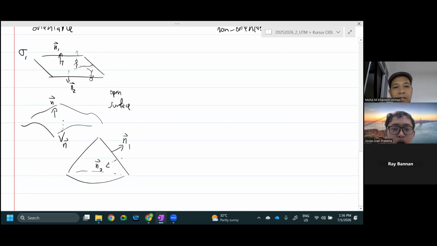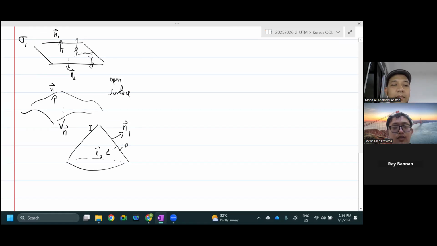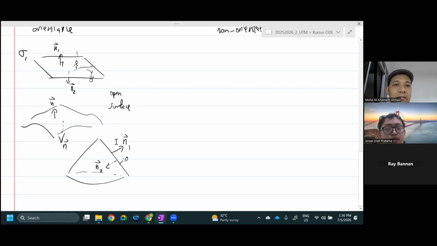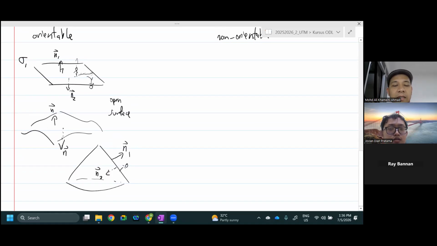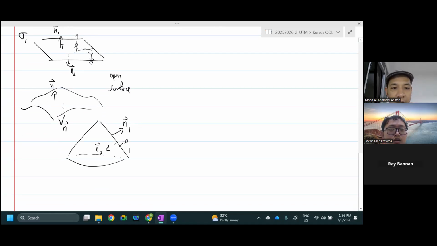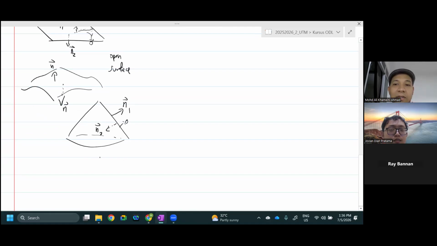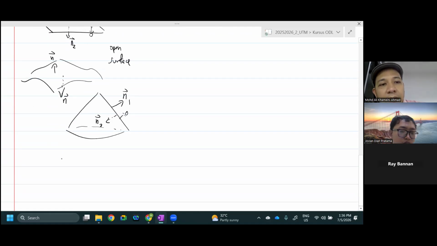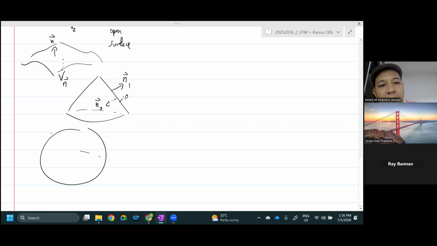What is the boundary here? If you are here, your head is going outward, and then this circular shape will be your boundary, because this is where you change the direction of your head, going inward. So this is an open surface, and this is an example of an orientable one. Is there any closed surface that is orientable? Surely yes, for example, a sphere.